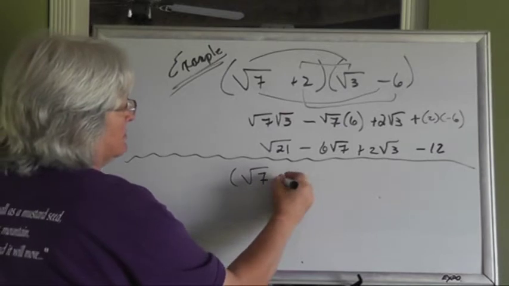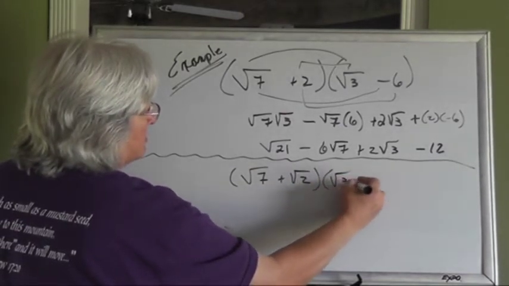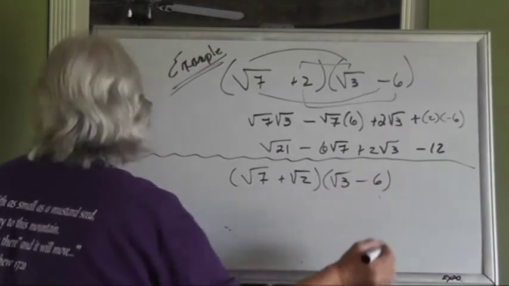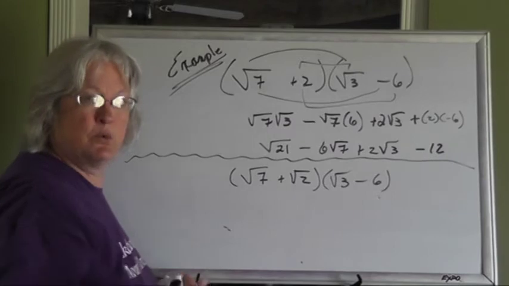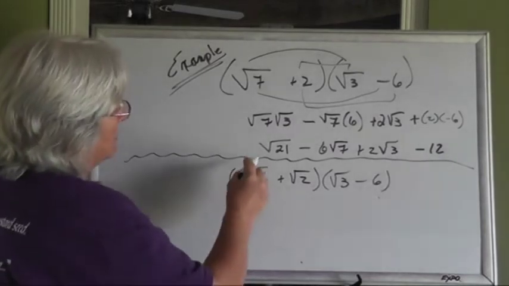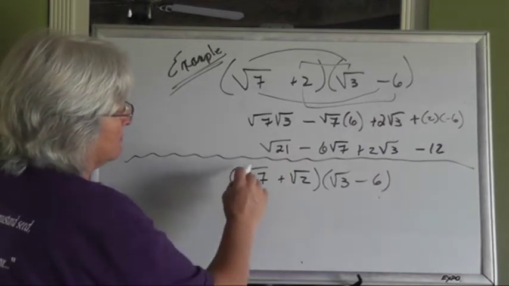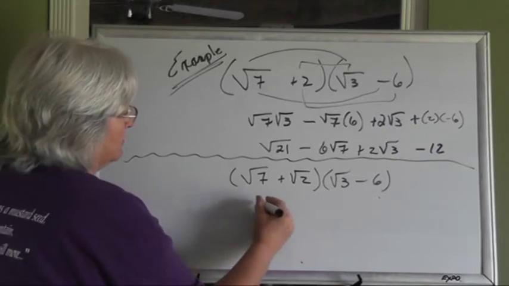Square root of 7 plus the square root of 2 times the square root of 3 minus 6. And let's make sure that I've copied that exactly correctly in case you want to go back to your book and verify that what I'm doing is correct. Well, first we're multiplying square root of 7 times the square root of 3. We already know that's the square root of 21.